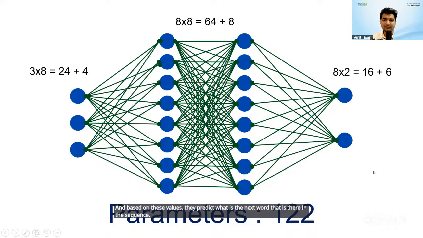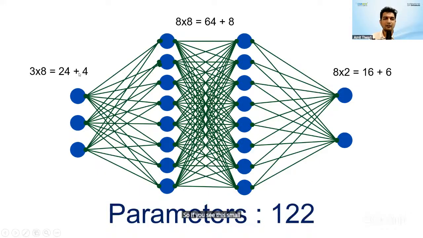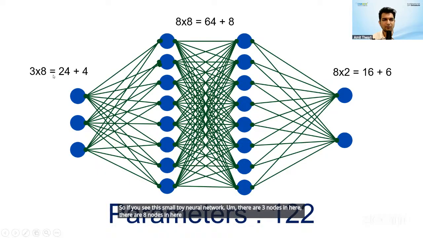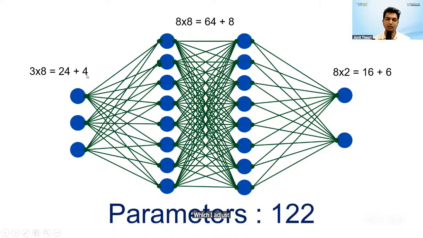If you see this small toy neural network, there are 3 nodes here and 8 nodes here. So the total number of parameters will be 3 into 8, which is 24, these branches that are there. And this 4 I add as a bias, which I adjust in order to adjust my output. In total, the parameters here are 122.